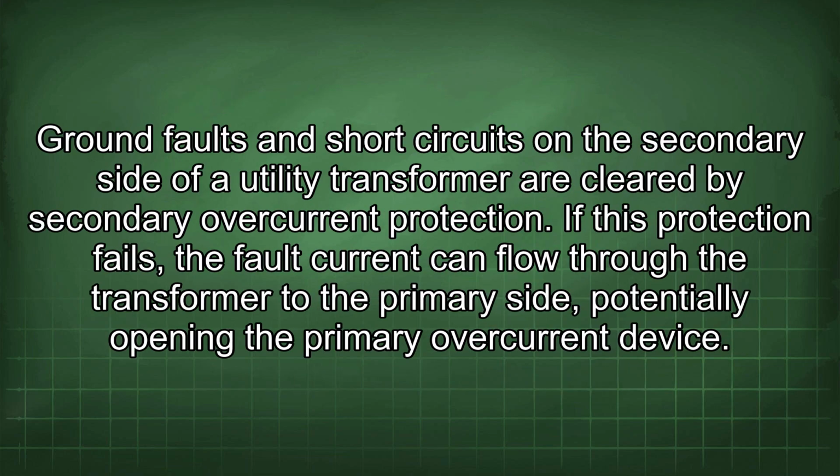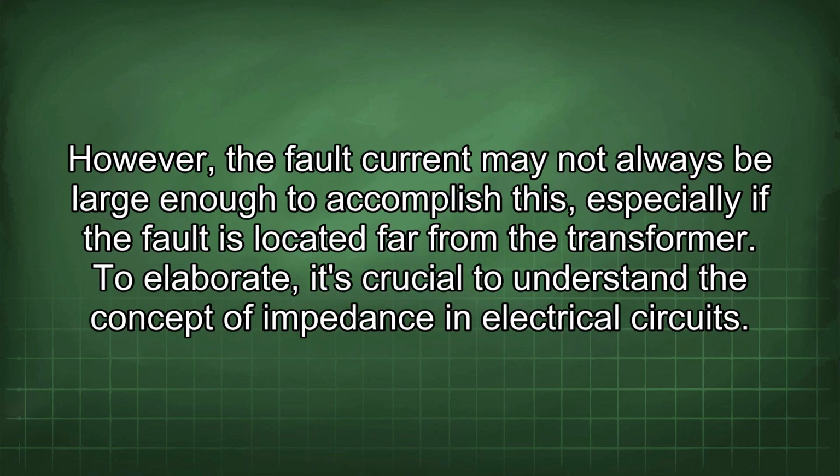Ground faults and short circuits on the secondary side of a utility transformer are cleared by secondary overcurrent protection. If this protection fails, the fault current can flow through the transformer to the primary side, potentially opening the primary overcurrent device. However, the fault current may not always be large enough to accomplish this, especially if the fault is located far from the transformer.